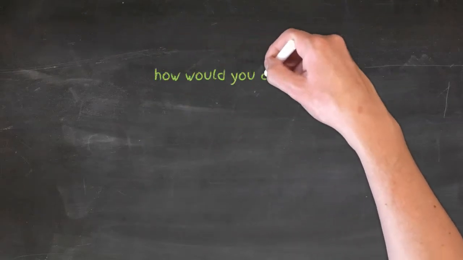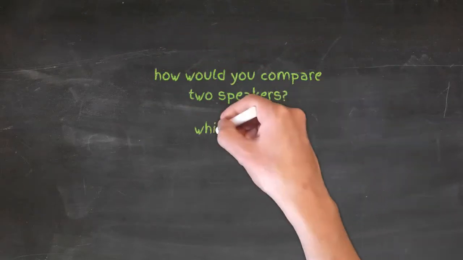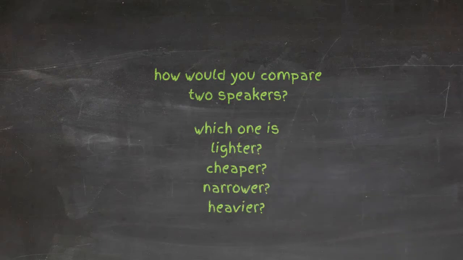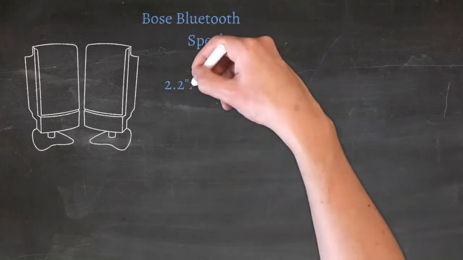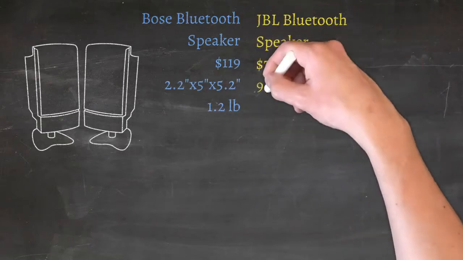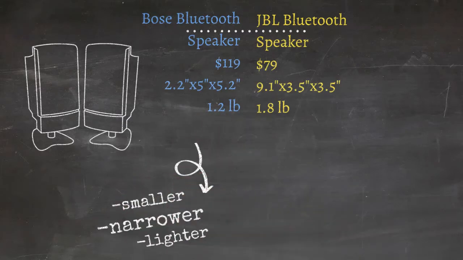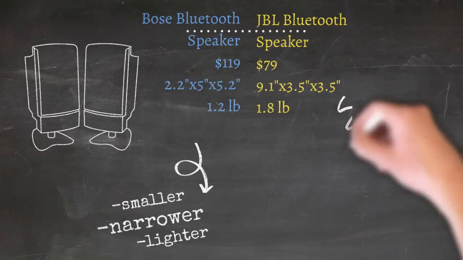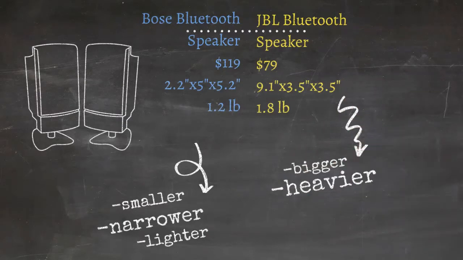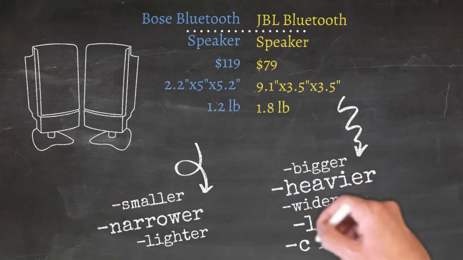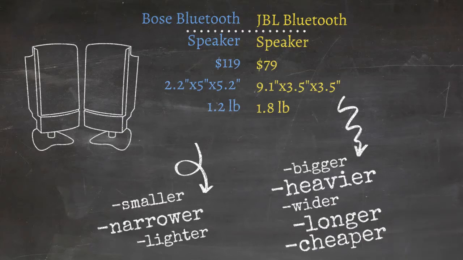Now, how would you compare these two speakers? Which one is lighter, cheaper, narrower, and heavier? Here are the specifications. Well, we can say that the Bose Bluetooth speaker is smaller, narrower, lighter than the JBL. And the JBL is bigger, heavier, wider, longer, and cheaper than the Bose. Not sure which one is a better deal though.